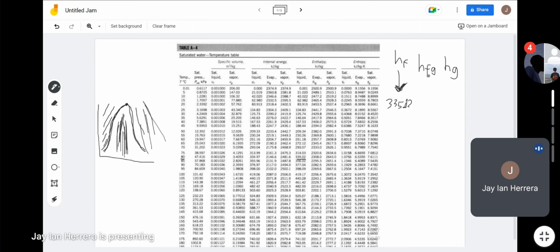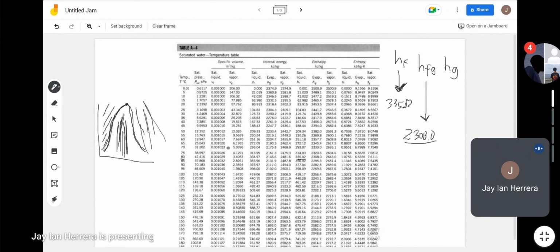So next is hfg naman. Sa hfg, let's say for example, hfg, di ba? Hfg, meron tayong value na 2308 kilojoule per kilogram. So yan yung enthalpy natin na wet mixture yan. So technically this is 50-50 sa hfg.